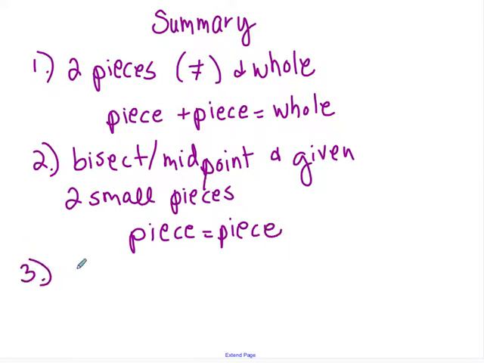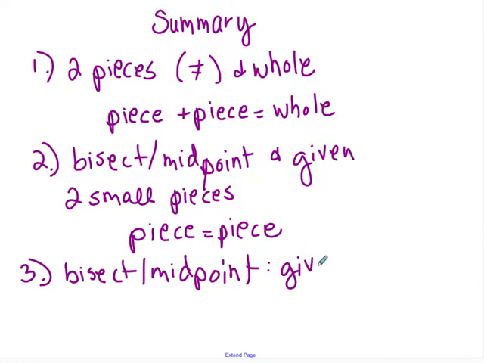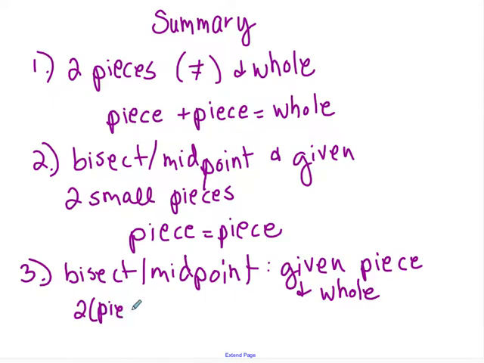Now, the third case is where you have something being bisected or a midpoint, and you're given a piece and a whole. In that case, you set it up as 2 times the piece is equal to the whole. And then you solve. So 3 types of problems with a segment addition kind of problem. 3 different types. And that is the section.